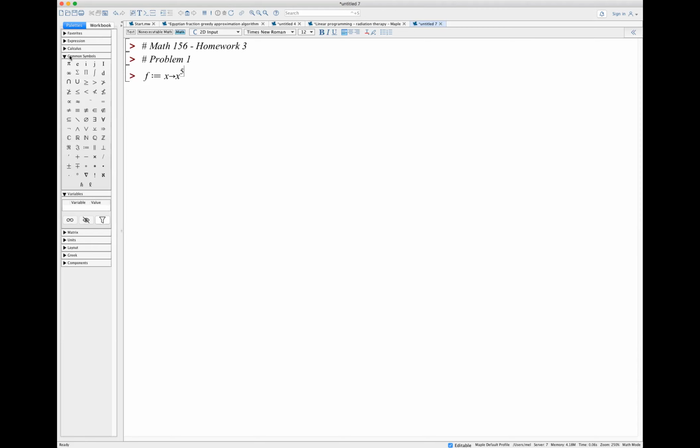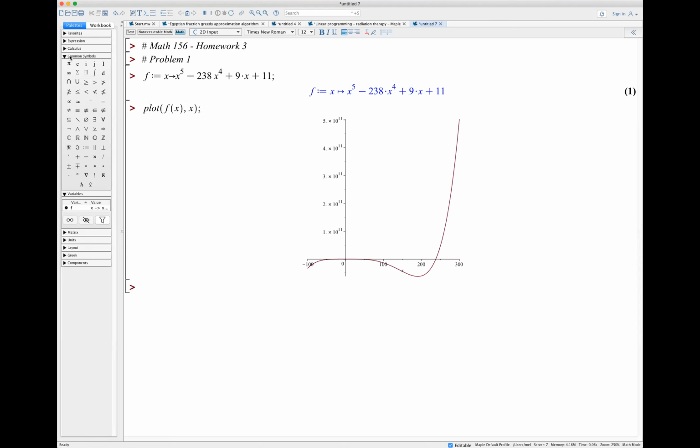So we write the function like this: x to the 5th minus 23 times x to the 4th plus 9 times x plus 11. And if we want to see what the function looks like, we can plot it. Let's plot f of x. And we get something like that.